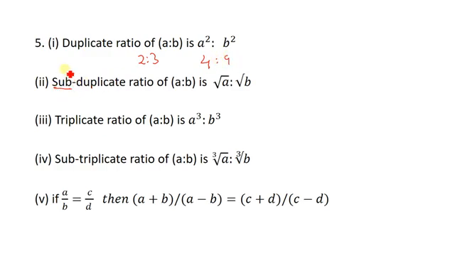Now subduplicate will be the reverse of duplicate ratio. It will be the square root of this. So if my ratio is 4 is to 9, my subduplicate ratio will be root A is to root B, that is 2 is to 3.